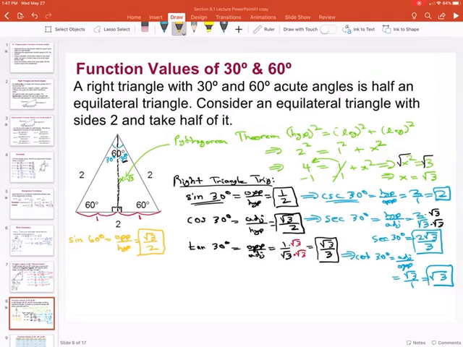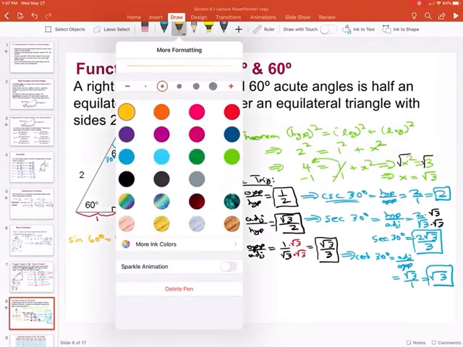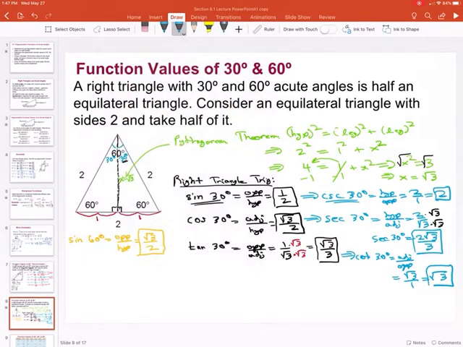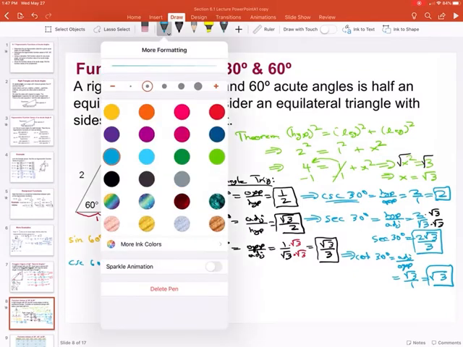And of course, if you wanted to go to the reciprocal functions, you say, well, what about the cosecant of 60? Cosecant of 60 would be hypotenuse over opposite, which would be 2 over the square root of 3, which we rationalize. Multiply numerator and denominator by square root of 3. As we do that, we get 2 square roots of 3 over 3. There's cosecant of 60.